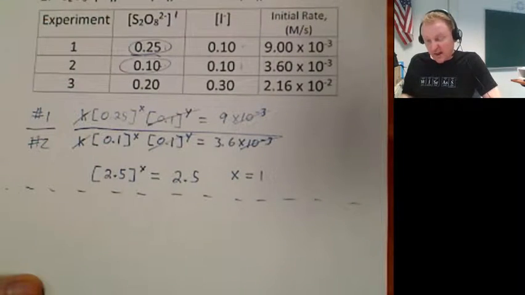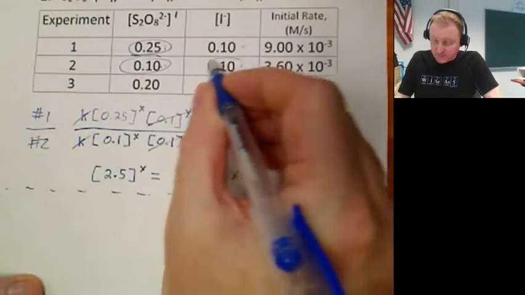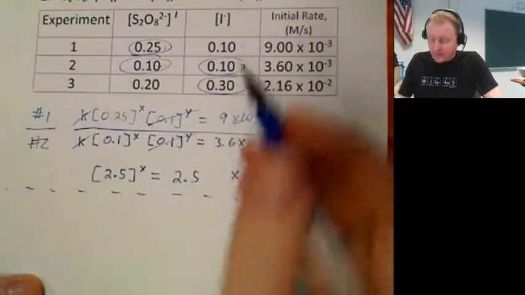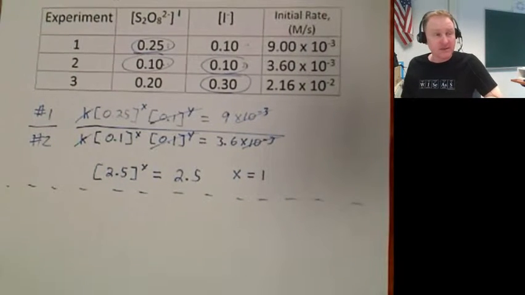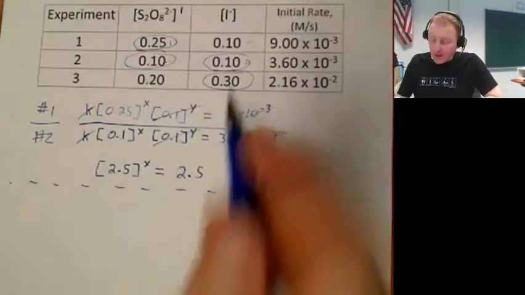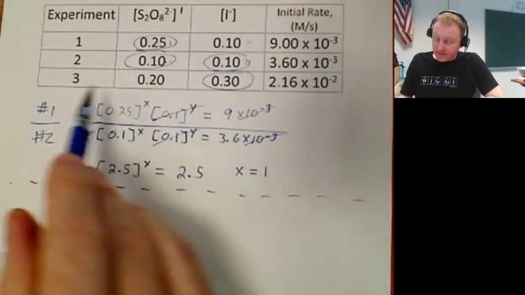So that complicates things. I'm going to use experiments 2 and 3. I could also use 3 and 1. It wouldn't matter. I would eventually get the same answer. I'm going to use these two, and let me show you how this is going to set out and how things are going to cancel out.